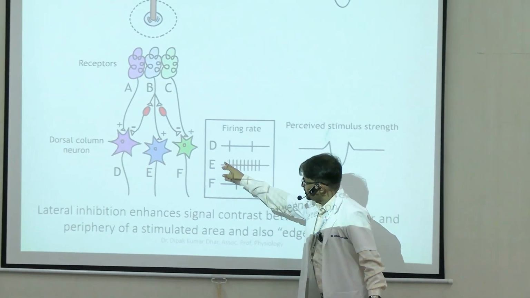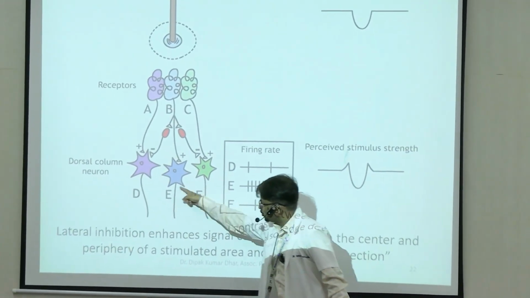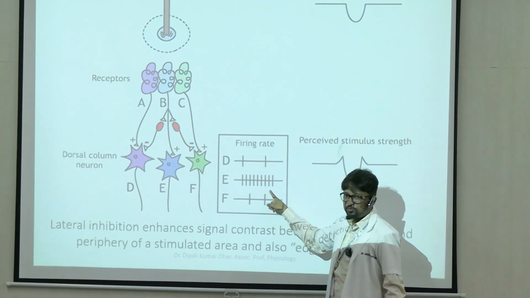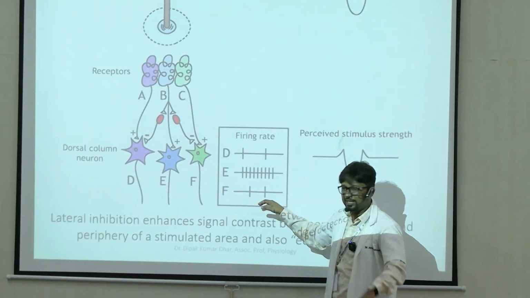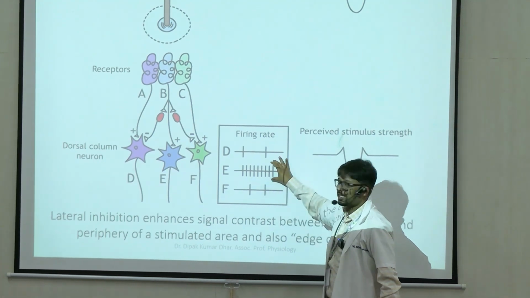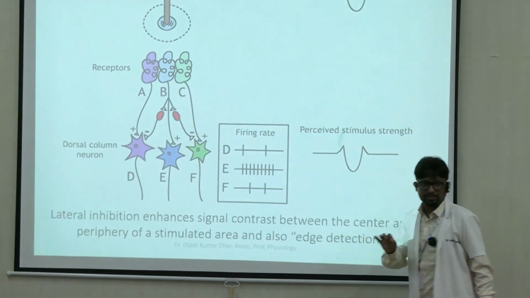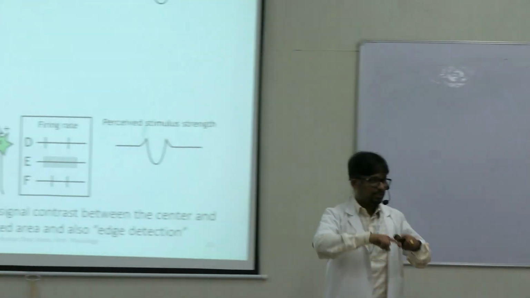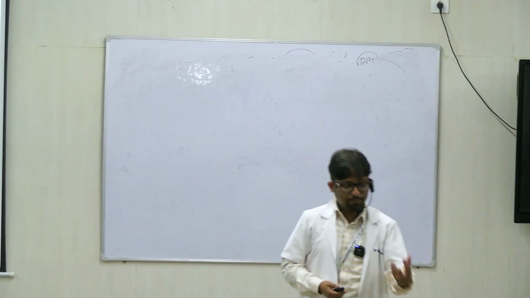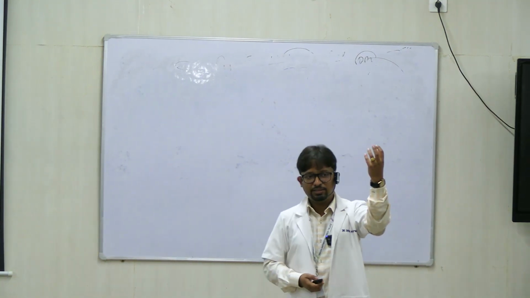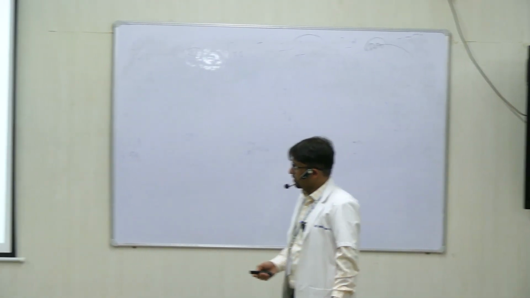Look at the frequency of action potentials in these particular neurons. So here you find a lot of impulses. In the surrounding areas, the firing rate is less than normal. So contrast has increased. So this is called lateral inhibition. Lateral or adjoining areas are inhibited such that the perceived strength of the stimulus can be enhanced. Okay.